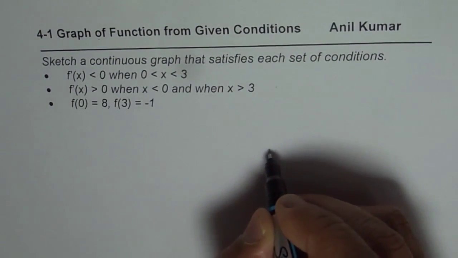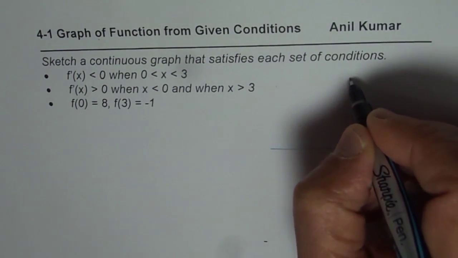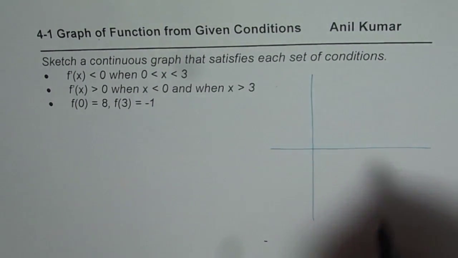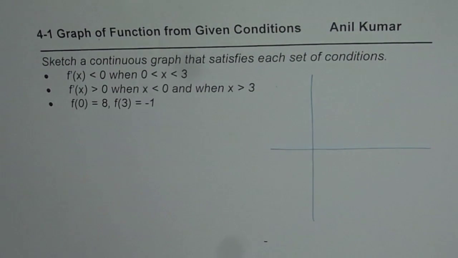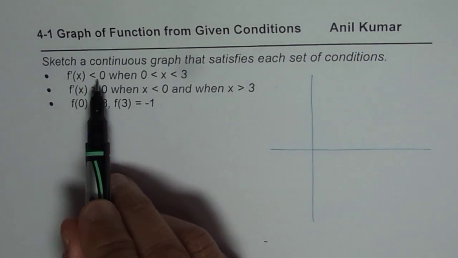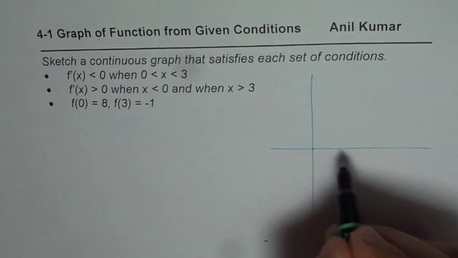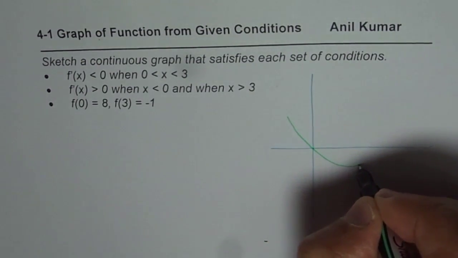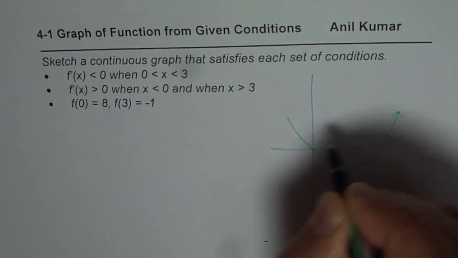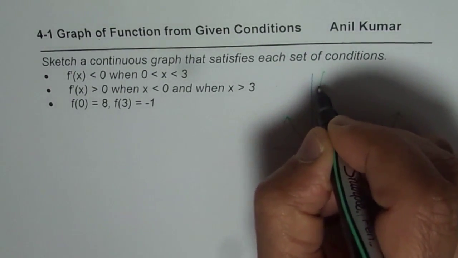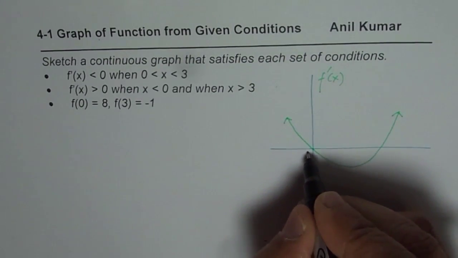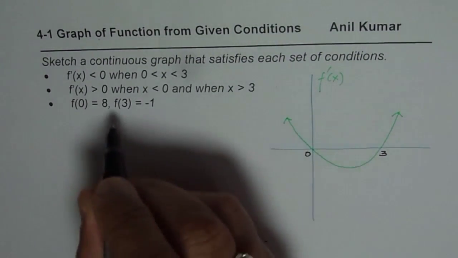So to sketch this, let's approximately make a graph here. We are worried about 0 and 3, so I'll work more on this side. What we're given is that the derivative is negative when we are between 0 and 3, so the derivative is kind of like this. This graph represents the derivative, f dash x or f prime x as you want to say. This is 0 and this is 3.